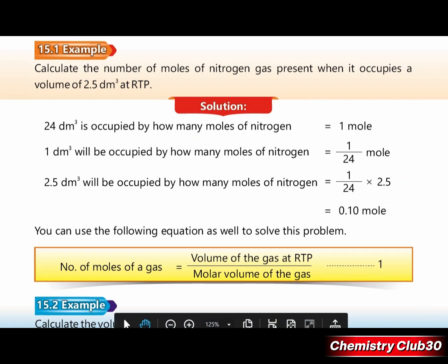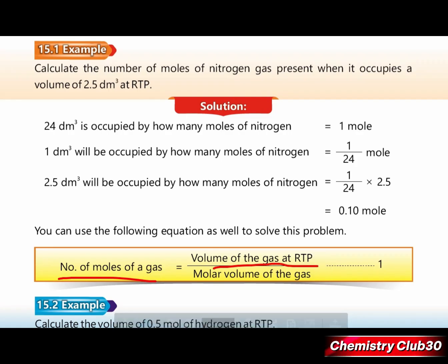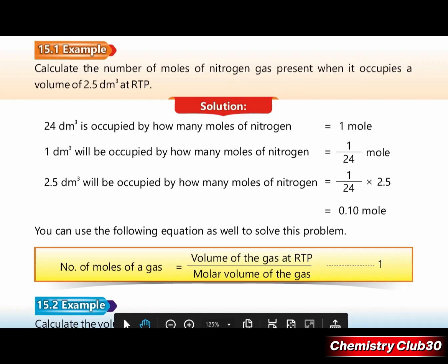This problem can be solved by simply using the formula given here: number of moles of gas is equal to the volume of gas at room temperature and pressure divided by the molar volume of the gas.